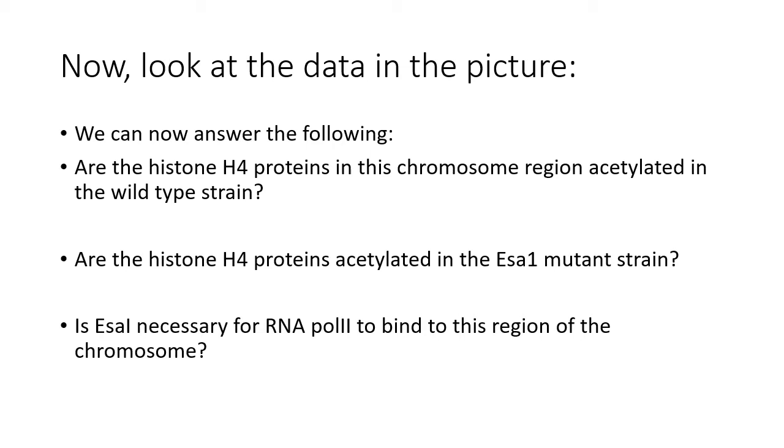Is ESA1 necessary for RNA Pol2 to bind to the region? Well, no, because the RNA Pol2 peaks are very similar in the wild type versus the ESA1 mutant. So RNA polymerase is able to bind perfectly well in the absence of the acetylation that's promoted by ESA1.